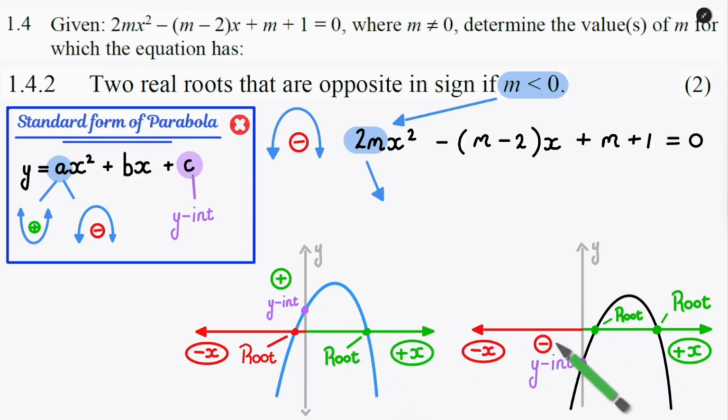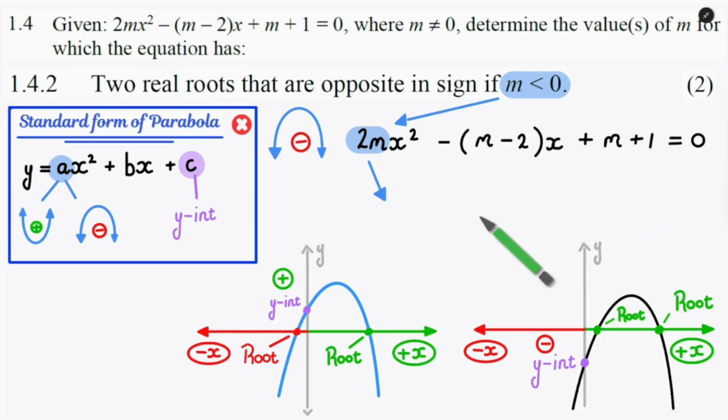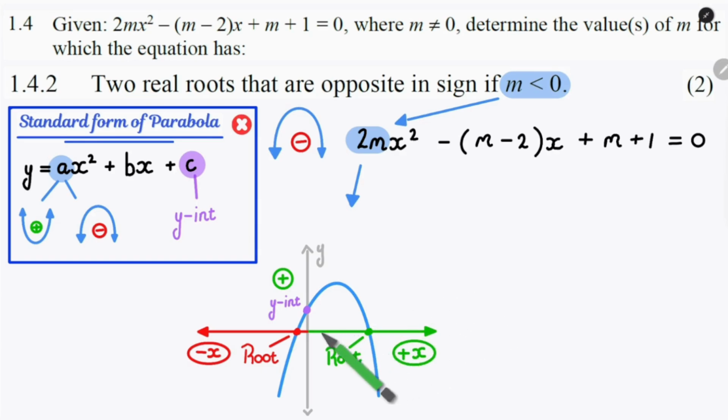Or I can get the case where the y-intercept is negative, and then I get a positive root and another positive root. So these roots have the same sign. They're both positive. These roots have opposite signs. This one is a negative root and this one is a positive root. They ask for the roots that are opposite in sign, so it's going to have to be this one over here. So long story short, we want a positive y-intercept.